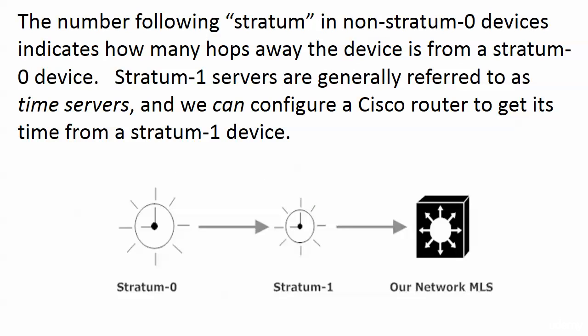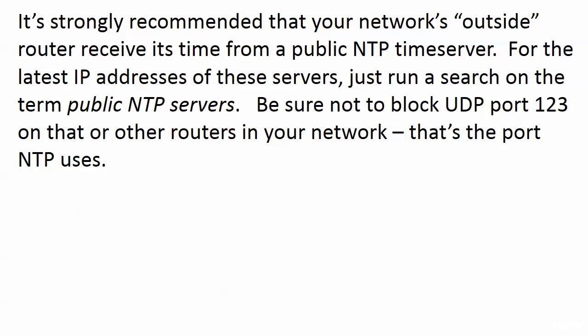Now, Stratum 1 servers are usually called time servers, sometimes authoritative time servers, and we can configure a Cisco router to get its time from a Stratum 1 device. That's usually what you're going to do with your outside router, because it is strongly recommended that your network's outside router get its time from a public NTP time server. Now, for the latest IP addresses of those servers, you can run a search on public NTP servers, authoritative servers, something like that, and get a full list. It's not something you need to do for the exam, but if you want to do it for lab purposes, beautiful.